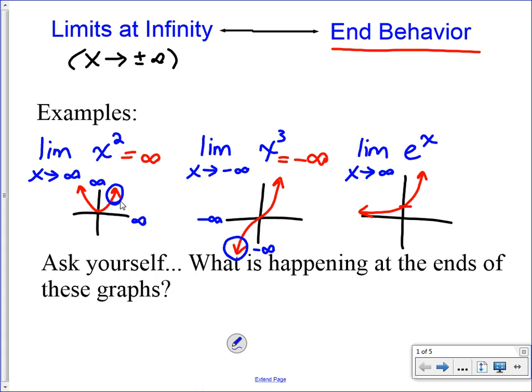Okay, so this is the graph. This is your exponential function. So again, as x gets really big or goes to infinity, what's happening to our y values? Well, they're getting really big. So they're approaching infinity. So this would equal infinity. Okay? So again, when you're evaluating limits at infinity, you're asking yourself, what is happening at the ends of these graphs? What is happening to y as x gets really big or really small? Okay?